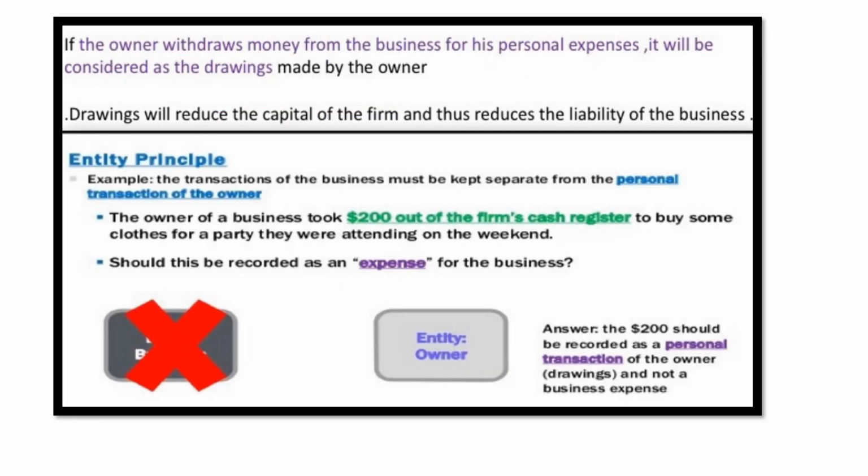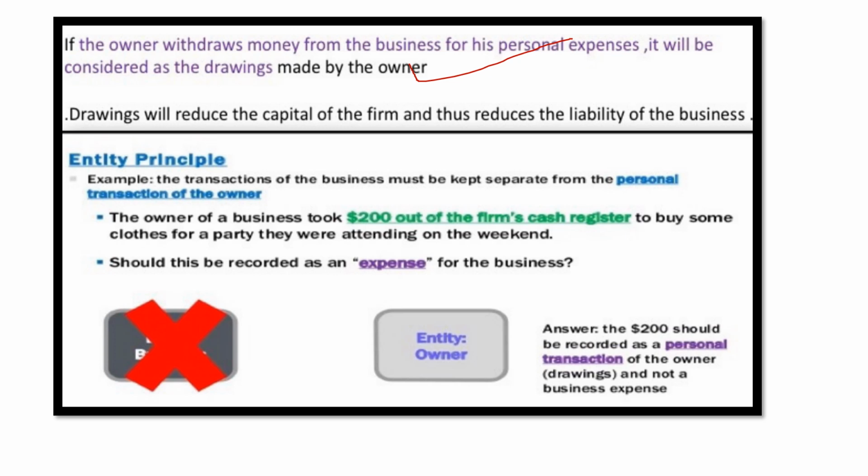Now, another thing, I told you that we have to record everything from the business point of view. If the owner is doing something for the business, or withdrawing something from the business, it is a business transaction only because the business is involved over here. If the owner withdraws money from the business for his own personal expenses, it will be considered as drawings made by the owner. We have discussed this in the previous videos.